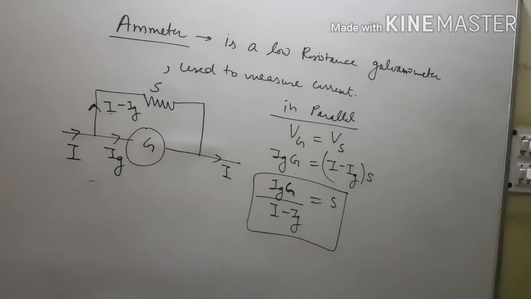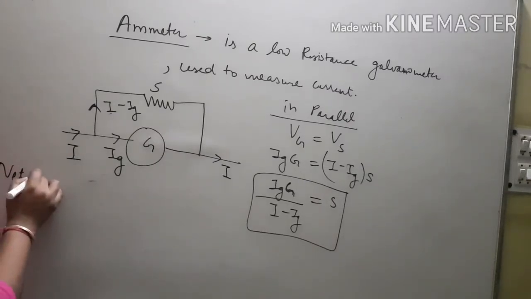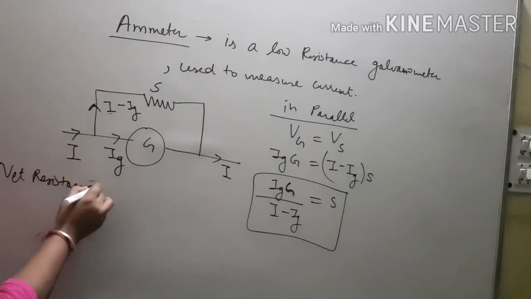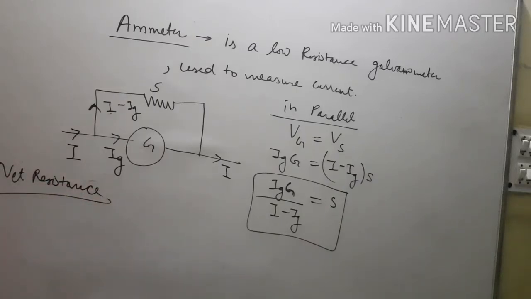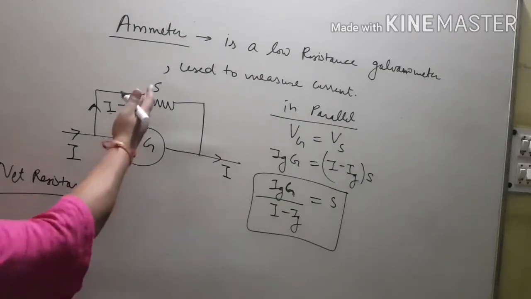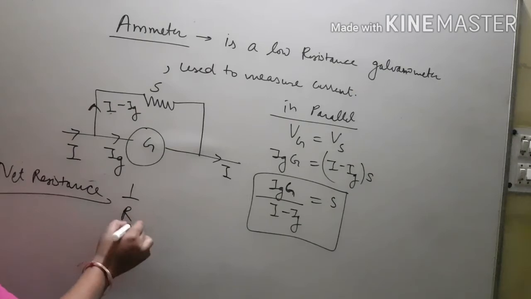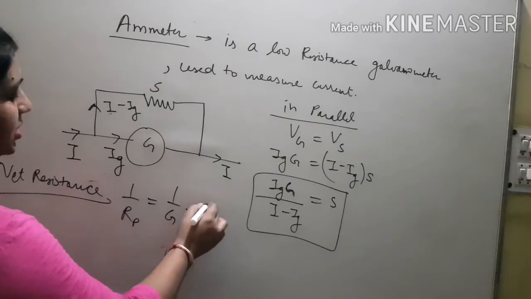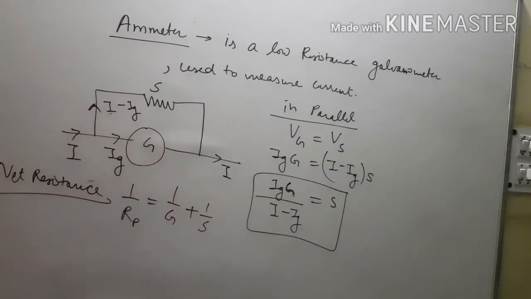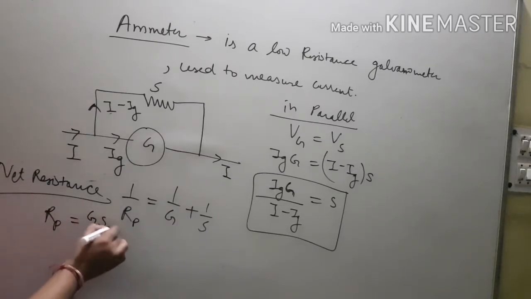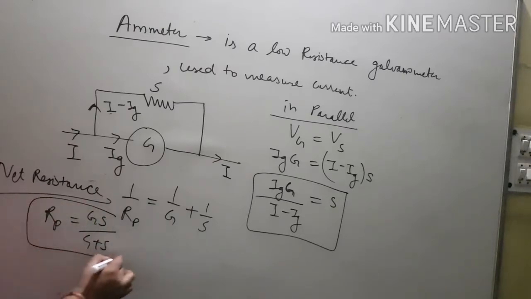Okay. Now I am finding the net resistance of the circuit. As is clear from the figure, both are connected in parallel. So in parallel, you know that the formula is 1 by R1 plus 1 by R2, that is 1 by G plus 1 by S. So by this method we may find RP, which becomes GS over G plus S. So this is the formula of the net resistance in parallel.